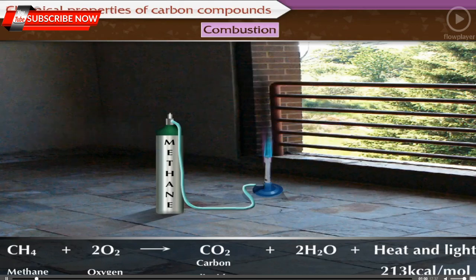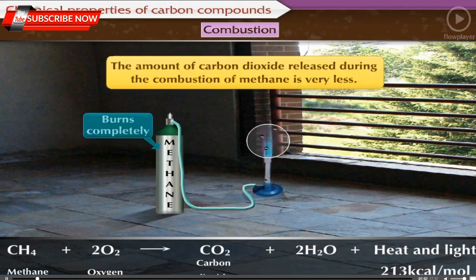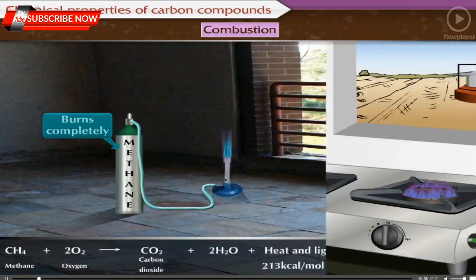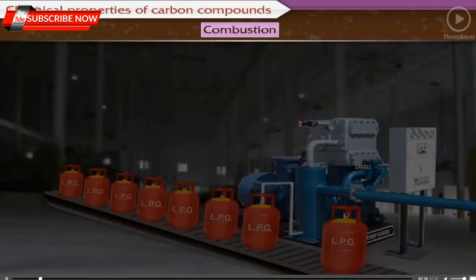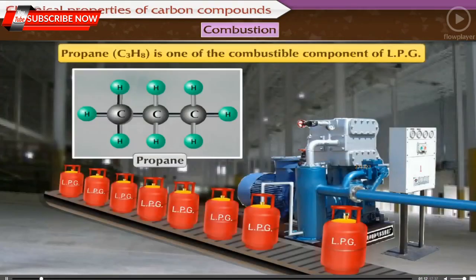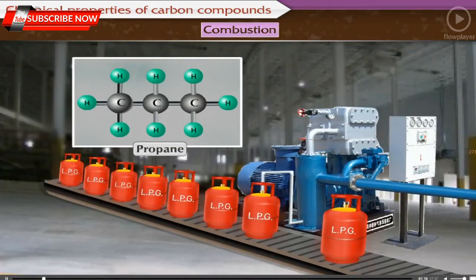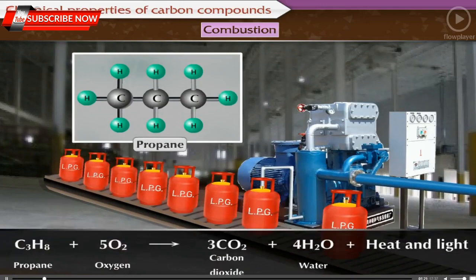Methane gas burns completely and the amount of carbon dioxide released during the combustion is very less. Therefore, biogas is used as a fuel. Propane, that is C3H8, is one of the combustible components of LPG. On the complete combustion of propane, carbon dioxide gas, water, heat, and light energy are formed.